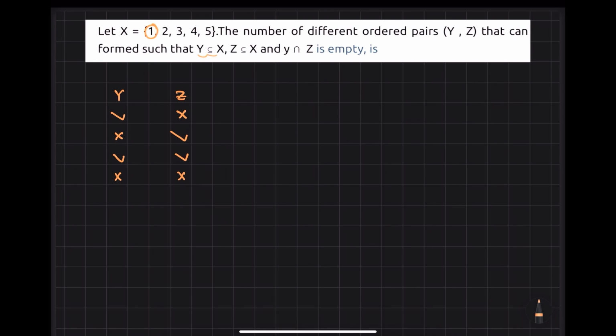Now if you observe, you have created set y and set z using the elements of set x. Now look at this condition. You have to make sure that y intersection z should be empty. So observe all four cases. You will find that under this scenario you will have a common element, as the element 1 is being placed in both set y and set z. So this condition is not allowed, correct?